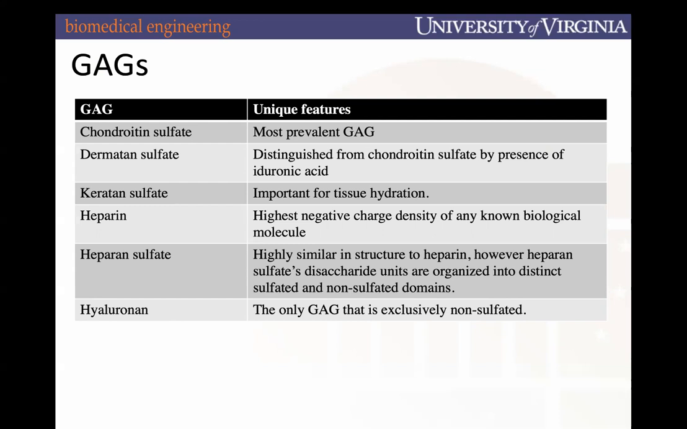So key take-home message here is that different GAG species have different unique features. One that I want to point your attention to here is heparin in particular has a high negative charge relative to others, and that it can actually serve as like a depot or a reservoir for growth factors.